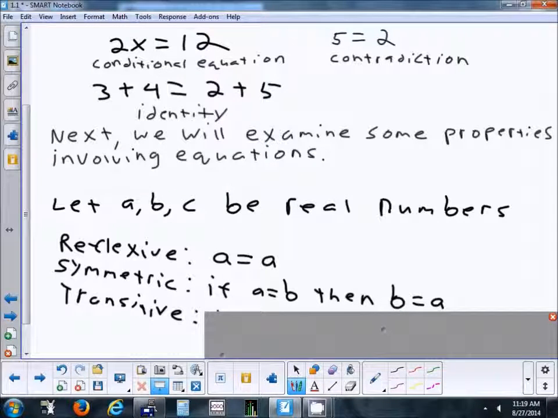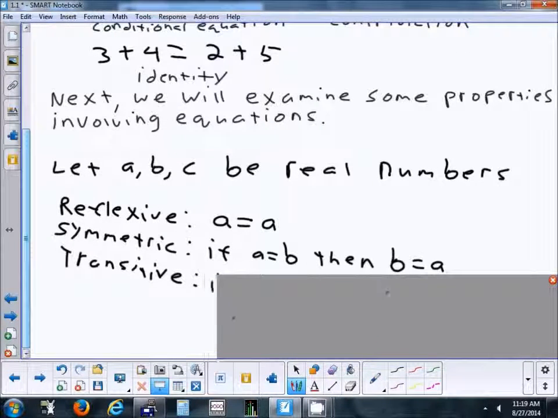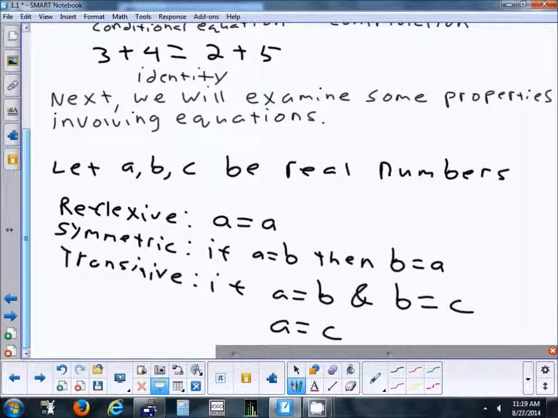Okay, so that's symmetric. And how about transitive? A lot of times people seem to remember that one a little bit better. Transitive property. Yeah, Andy? A equals B and B equals C and A equals C. Right. Two things equal to the same thing are equal to each other.